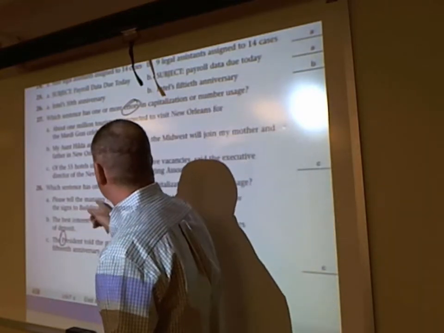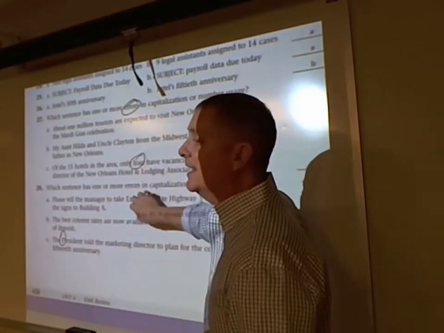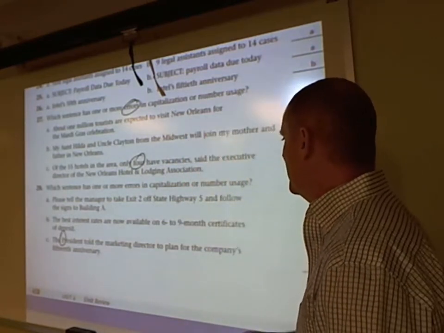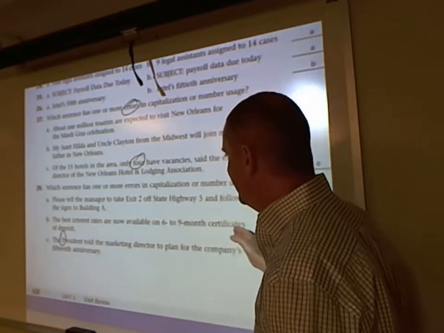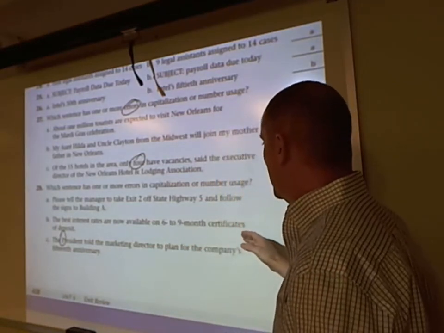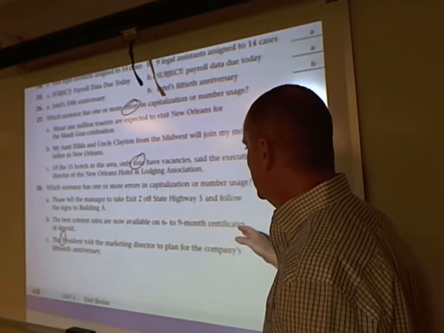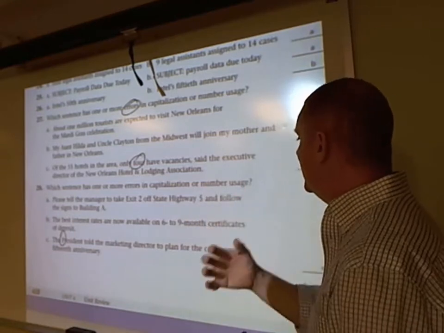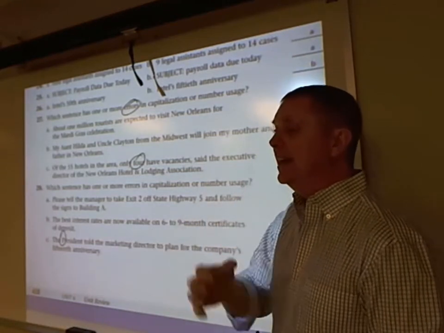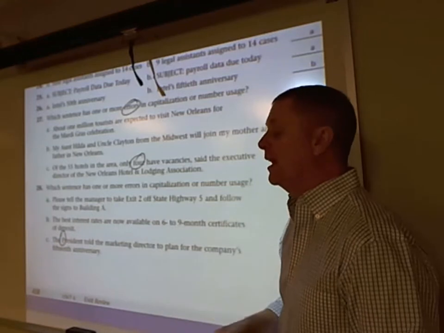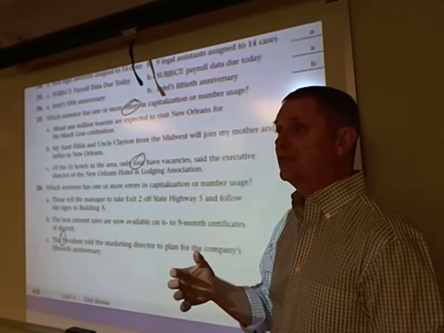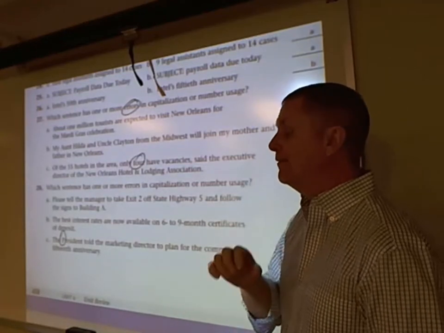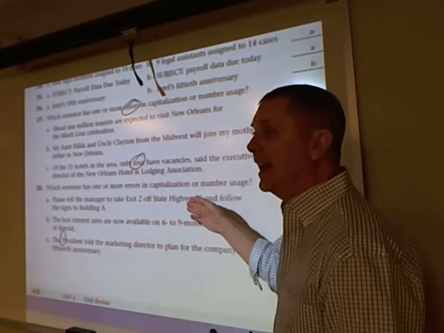The best interest rates are now available on 6 to 9 month certificates of deposit. Let's see, all of those are correct. And when you're talking about warranties and CDs, even though those are numbers below 10, they become figures. Discounts like 25%, 1%, 1,000%, whatever the number is, it's always a figure before the word percent, and also the same with certificates of deposit and for warranties. So letter B is correct.